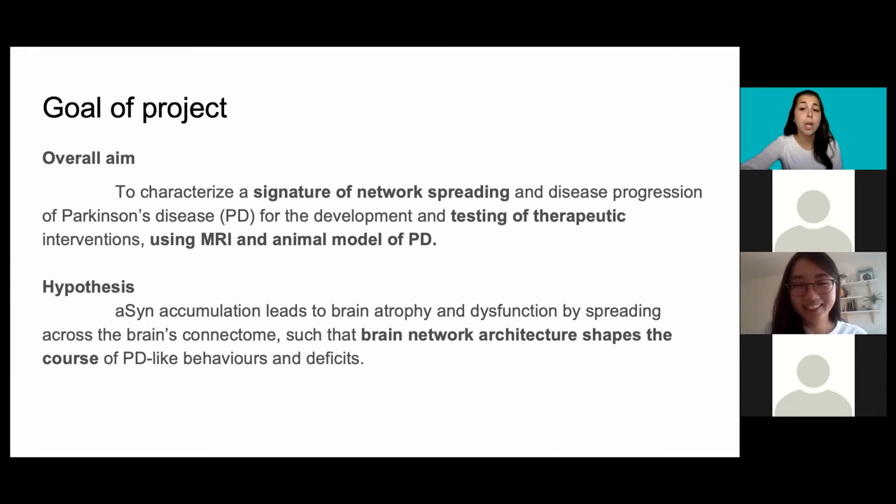And this is done using a mouse model of Parkinson's disease, where the goal is to ultimately establish a biological model which can then serve as a test bed for the development and testing of different therapeutic interventions. And so in line with the prion-like spreading hypothesis, here the hypothesis for my project is that alpha-synuclein accumulation leads to brain atrophy and dysfunction by spreading across the brain's connectome, such that the brain's network really shapes the course of the disease progression.